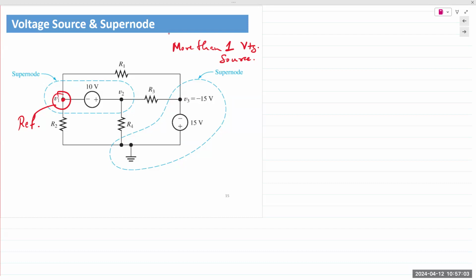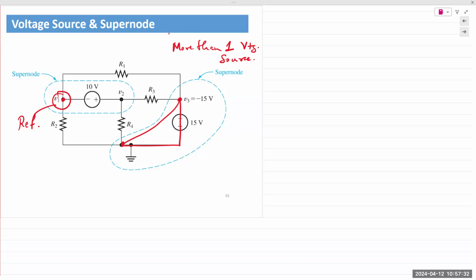So supernode is simply a shortcut. What you're going to do is draw a loop around that node, and all you're doing is shorting out that voltage source and treating this entire node as one single node. That's it. Supernode is just taking two nodes and combining them together. That is all you're doing. You're not doing anything else.